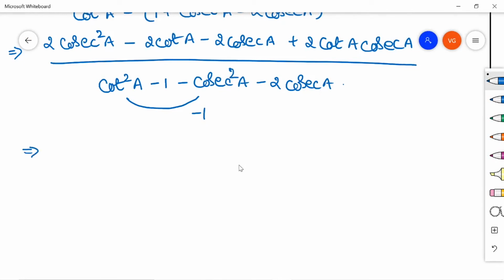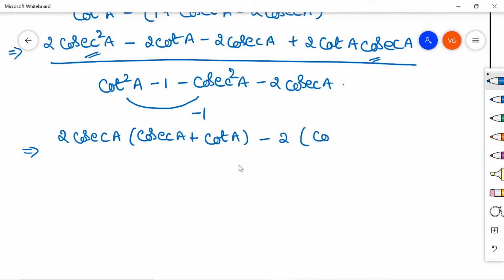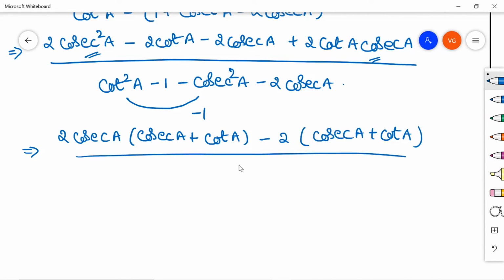Now this can be written as 2 cosecant A, which we take out: taking 2 cosecant A common, cosecant A plus cot A, from the first term and last term. Then minus 2 taken common, cosecant A plus cot A, from the middle terms. And the denominator will become minus 1 and minus 1, that is minus 2 cosecant A. Taking minus 2 common, we get 1 plus cosecant A. So this also will get cancelled.